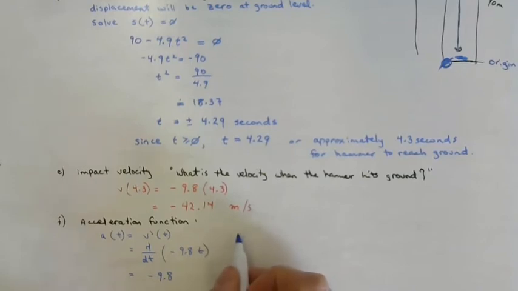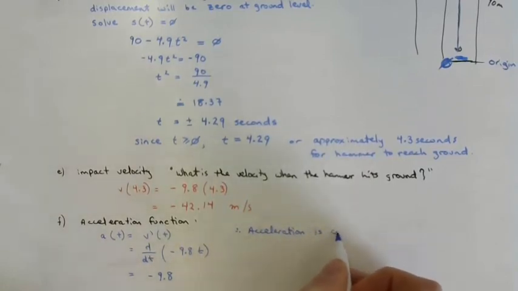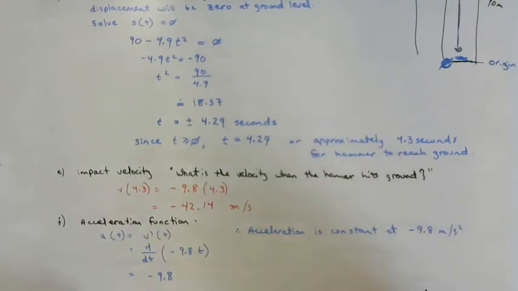So yes, we want to make some notes. Therefore, acceleration is constant at negative 9.8 meters per second squared. And this is, again, the acceleration due to gravity for any falling object on Earth if we ignore air resistance.